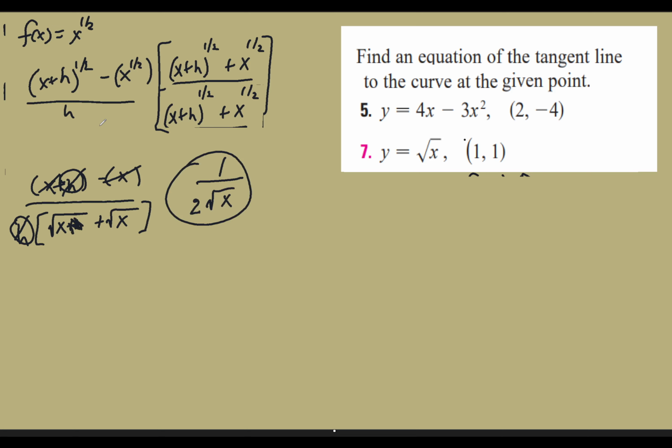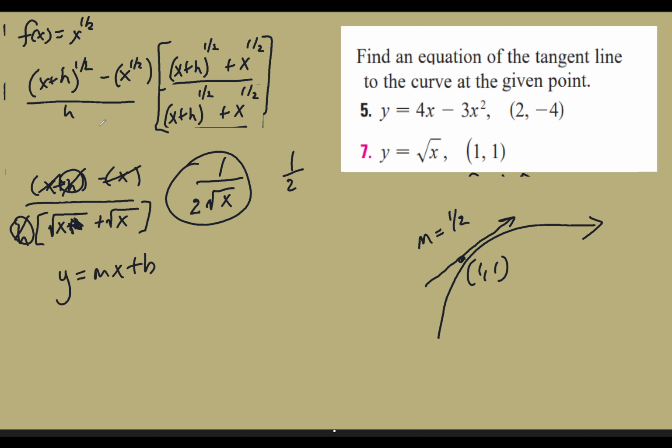Okay, and we know the x and y values here. So let's put in the x value of 1. Square root of 1 is 1, so we get 1/2 for our slope here. Square root of x looks like this. We're going to look for a line like this. We know its slope is 1/2, and we know we're at the coordinate point 1, 1. So let's write a formula for a line, y equals mx plus b. We know 1 is our y value. We know 1/2 is our m.